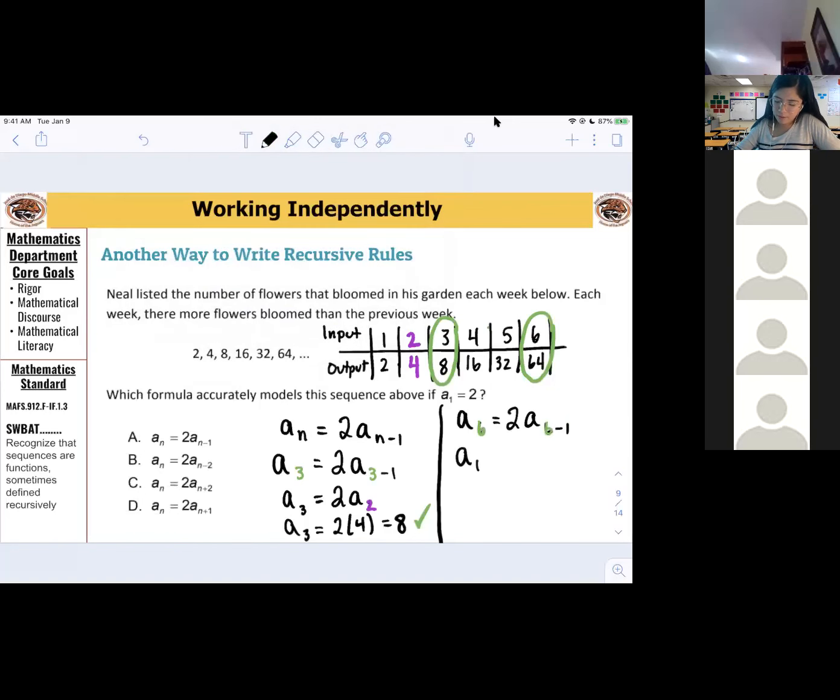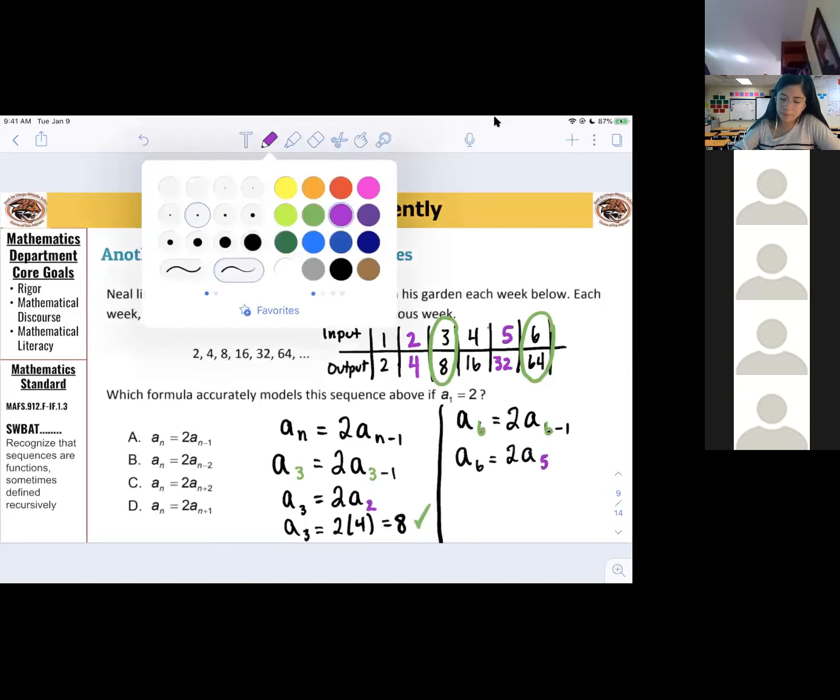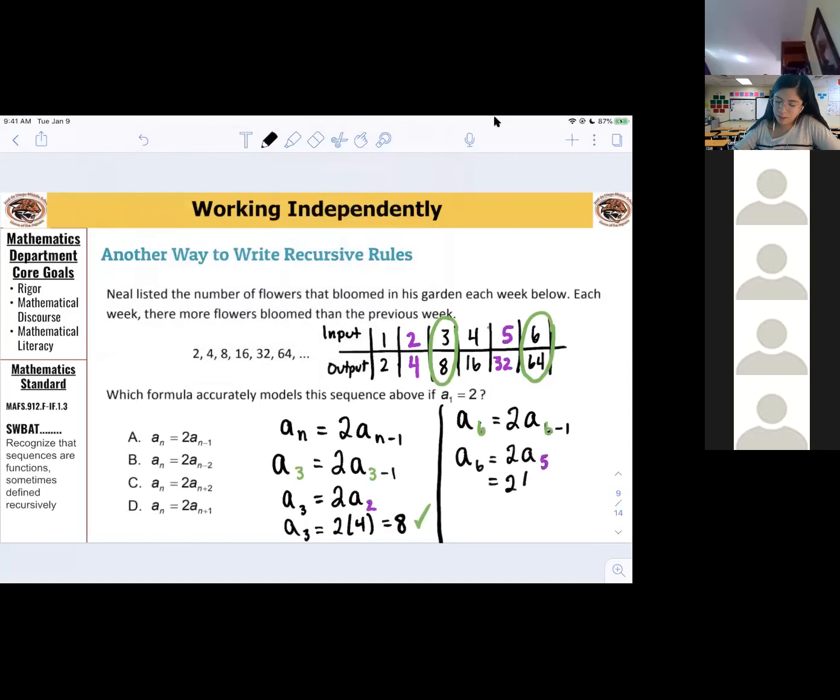5. Good. And what this is telling me is to look at A of 5, or F of 5. If I look back at my table, what was F of 5? 32. So what's this telling me to do? This is telling me to do 2 times 32. And what's 2 times 32? 64. Does it match? Yes.